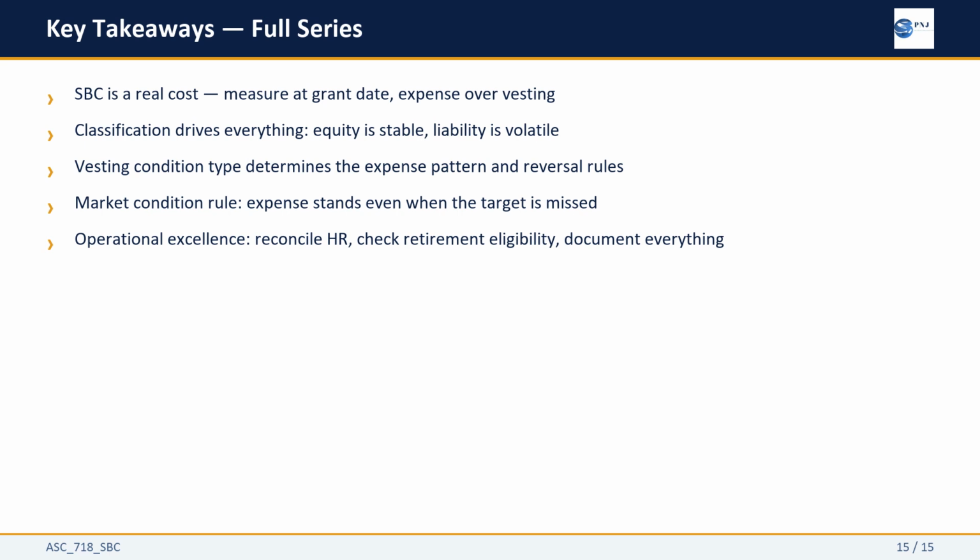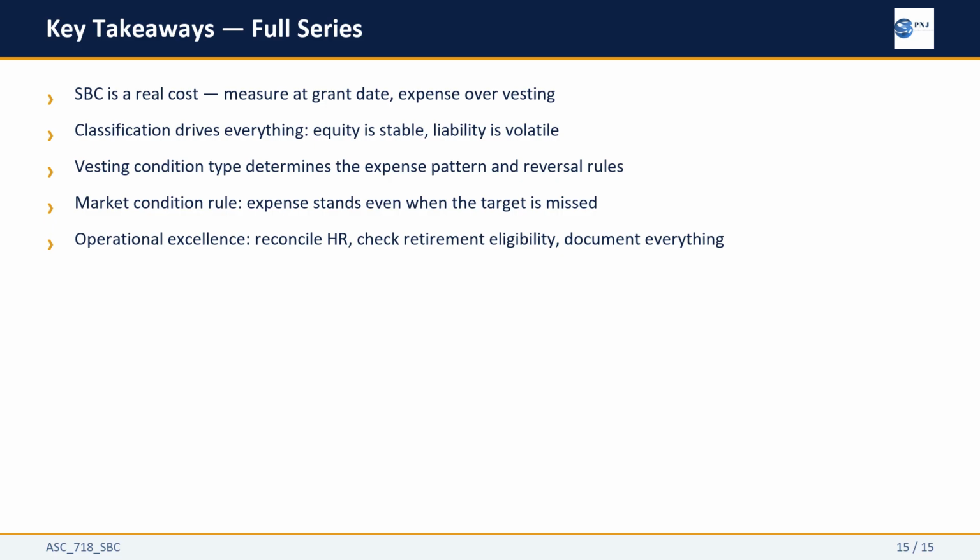Stock-based compensation is a real cost that must be measured at the grant date and recognized over the period of service. Classification as equity or liability is the most consequential decision. Equity awards are stable and predictable. Liability awards create ongoing remeasurement risk. The vesting condition type, service, performance, or market, determines the expense pattern, and critically, whether a missed target triggers a reversal or not. Market conditions never reverse. Performance conditions always do if the target fails.